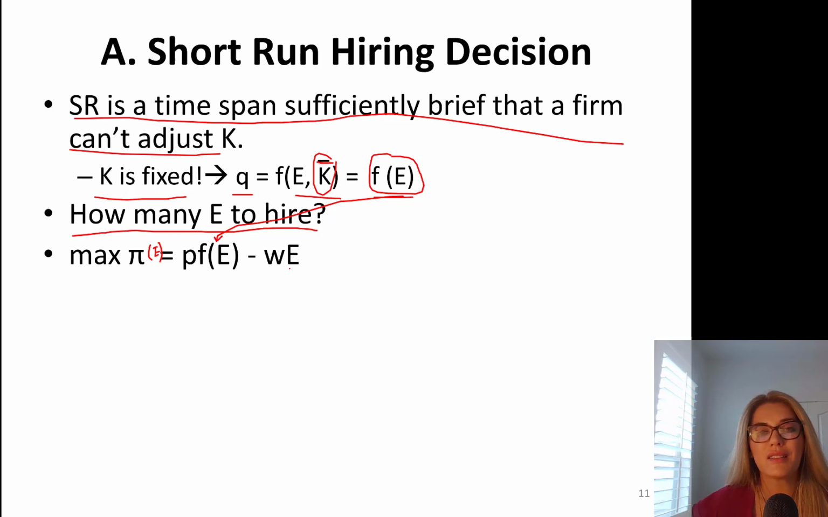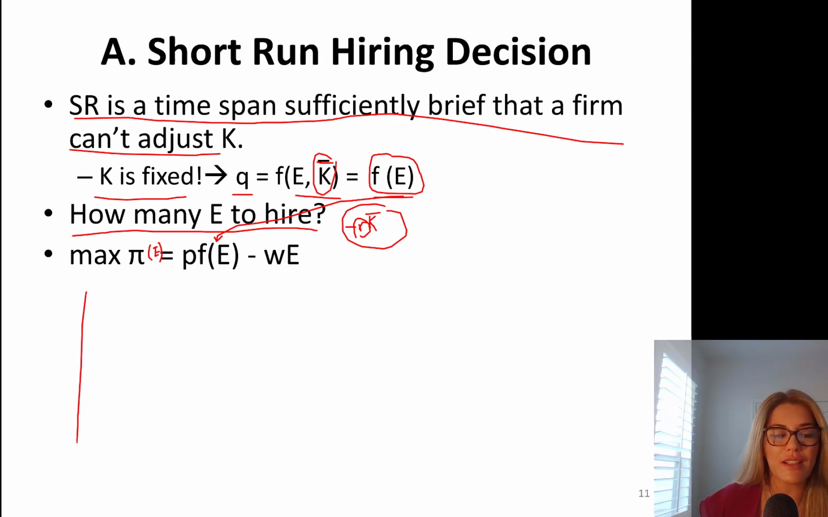Minus WE. Why? Because RK is irrelevant. This is fixed. The rental rate is fixed. I don't get to choose this. This is given, almost like a sunk cost you have now. All right, so how to maximize profits? I'm going to show this to you graphically, and I'm going to show this to you in terms of calculus. Don't be scared, we got this.